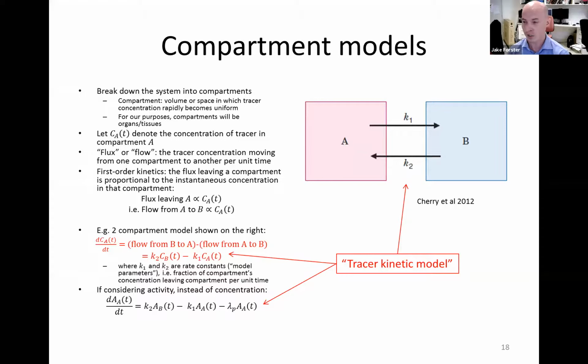This equation, or that picture even, is what we call a tracer kinetic model. These K1 and K2 are called rate constants. In this case, they're simply the fraction of the compartment's concentration that's leaving the compartment per unit time. If instead of concentration we were to write this equation in terms of activity, all we would need to do is add one extra term to account for physical decay. Of course, that's just going to be proportional to the activity in that particular compartment.